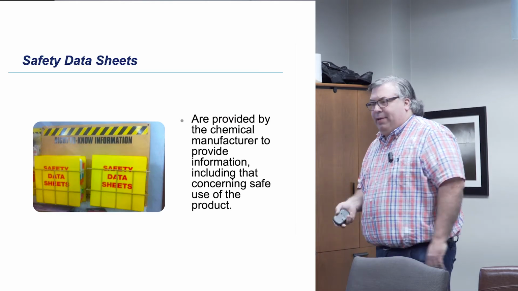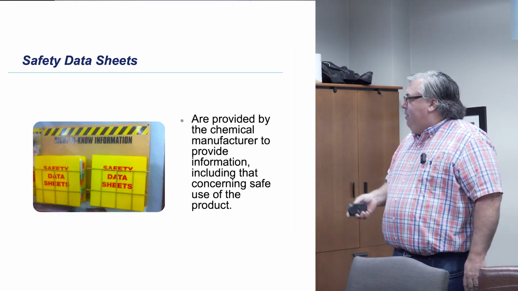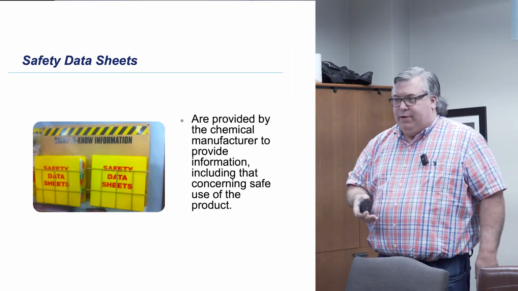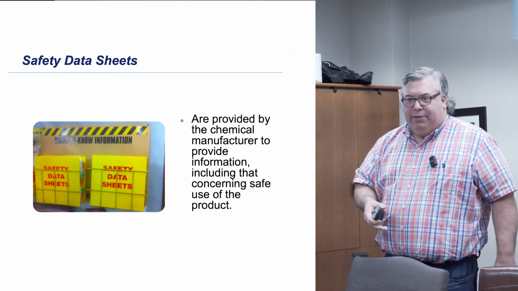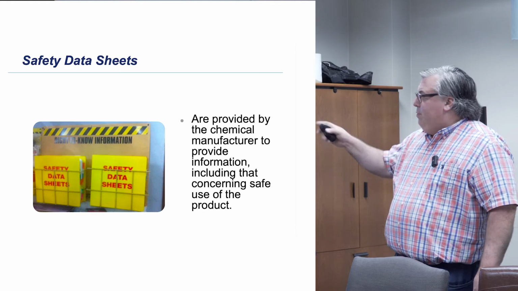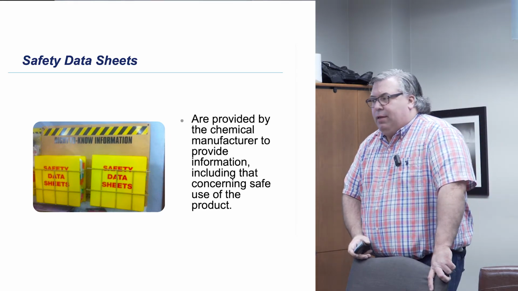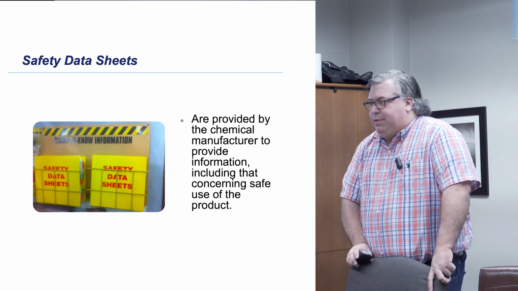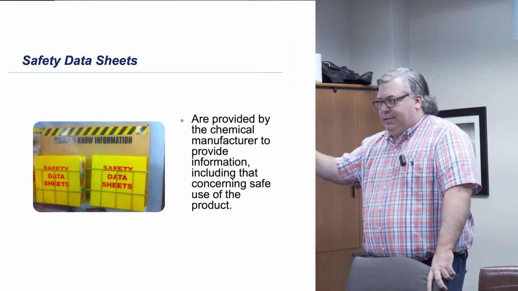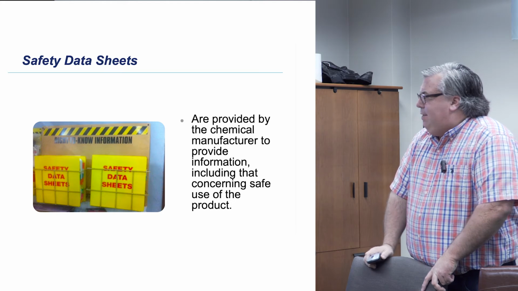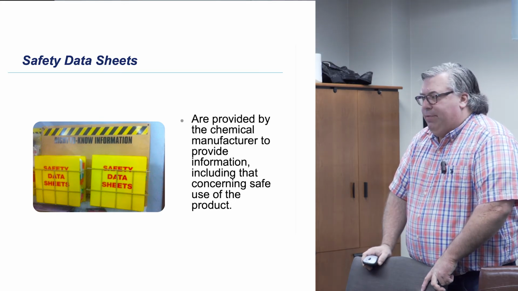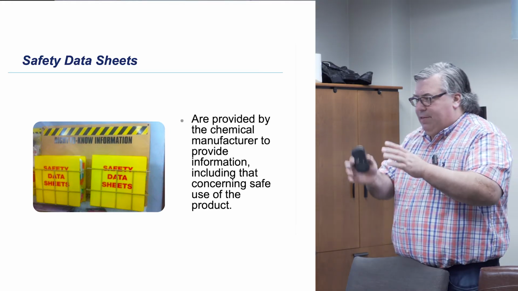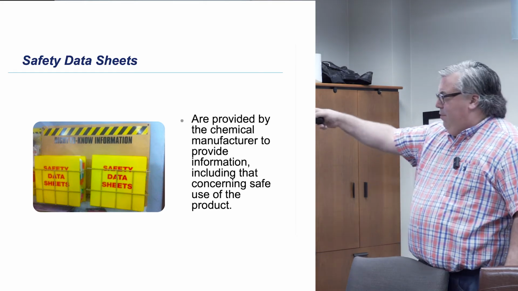Safety data sheets are provided by the chemical manufacturer to provide information including the safe use of a product. Safety data sheets, for those of you that have a computer and sit at a desk all day, are on the network. For those of you that don't, the picture that's on the screen right now are 2 binders that actually sit in the shop that the lab keeps updated. So any new chemical that comes in gets a safety data sheet. And it's right outside, kind of underneath where the stairs are by the blue room. Do you know where the time clock is? So if you're facing the time clock, it's to your left. And there's 2 yellow binders.